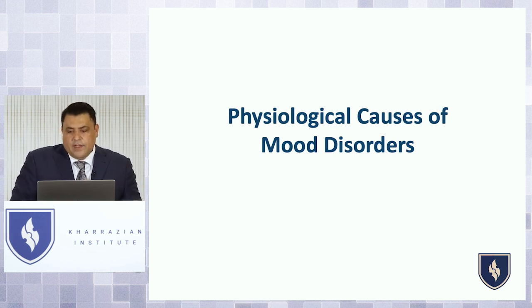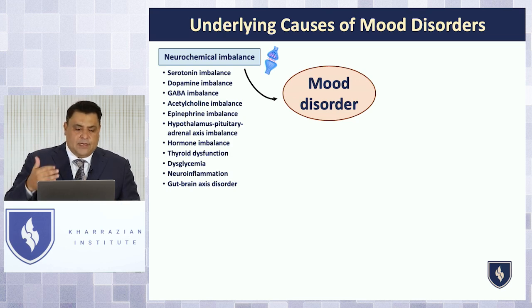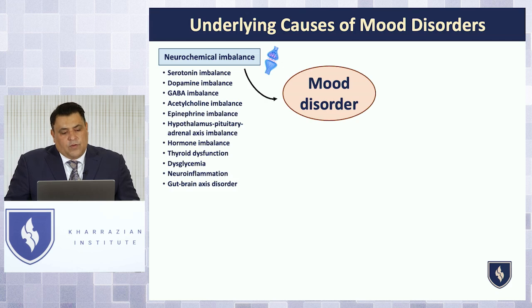So what are underlying causes? What are physiological causes of mood disorders? So let me go through a list of these, and these are just important to understand. Because one of the things we have to go through is how do we define these in a clinical practice? How do we evaluate them? How do we treat them? How do we find them? And so forth. So mood disorders can be caused by, you'll see serotonin imbalance, dopamine, GABA, acetylcholine imbalance.